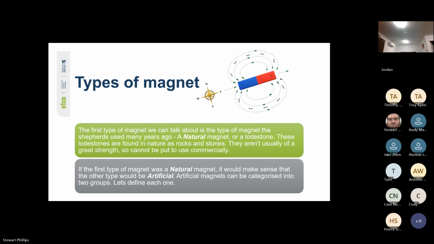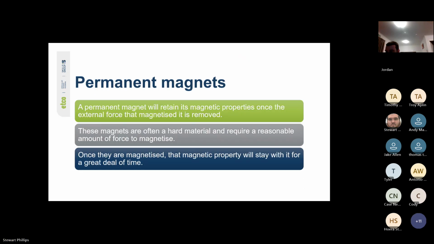Cool. So, permanent magnets. A permanent magnet will retain its magnetic properties once the external force that magnetized it is removed. These magnets are often hard materials and require a reasonable amount of force to magnetize. Once they are magnetized, that magnetic property will stay with them for a great deal of time.